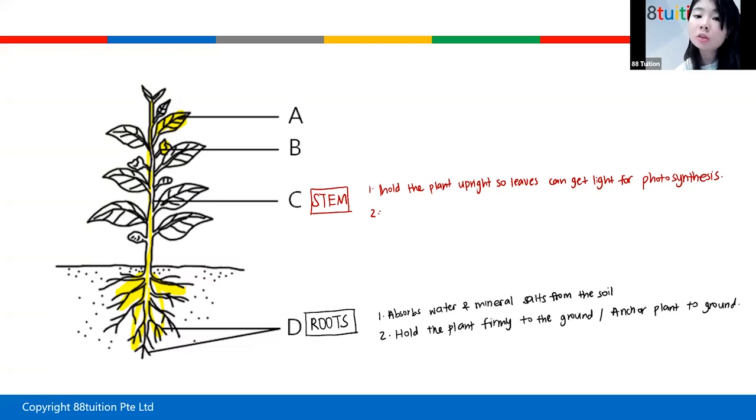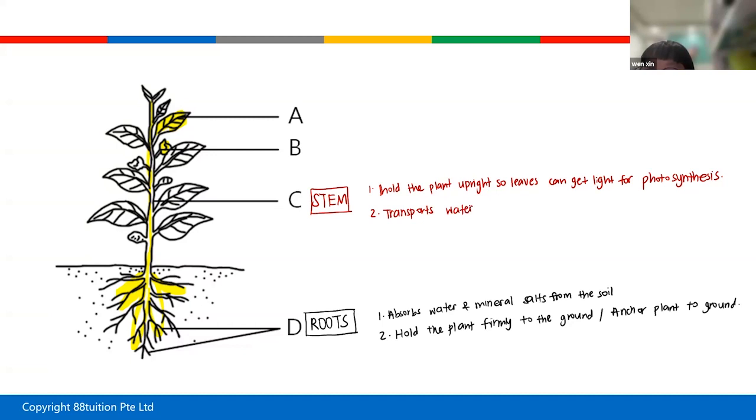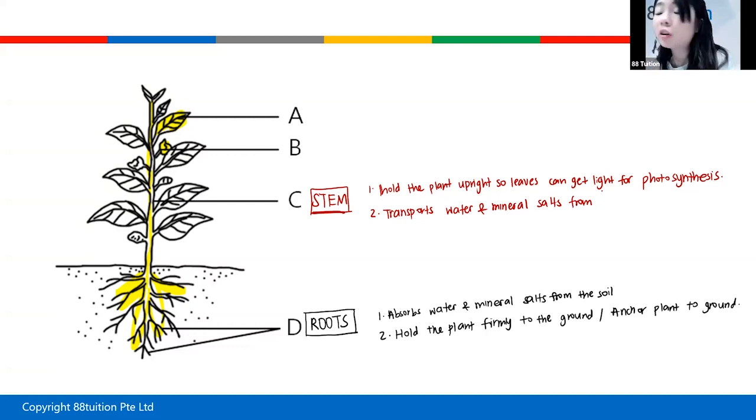Transports water and mineral salts from where to all parts of the plant? From the stem. We are talking about the roots. The stem here. Yes. What else does it transport? Guys, copy this down: mineral salts. Apart from water and mineral salts, there's something else.